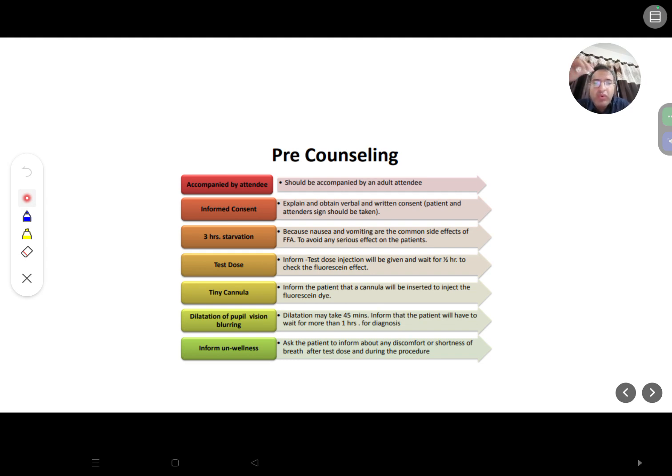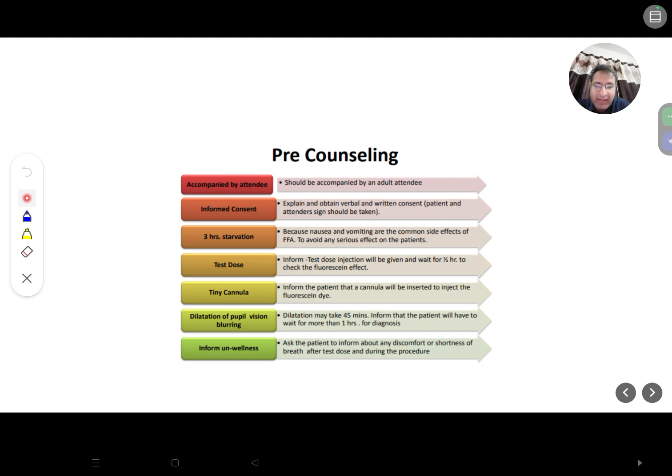We have to explain and obtain a verbal and a written consent from the patient. Before doing fluorescein angiography, as nausea and vomiting are common side effects, we have to take 3 hours of fasting, and after that we do the procedure. The test dose has to be given, and after giving the test dose, we have to wait for around half an hour to check the fluorescein effect.